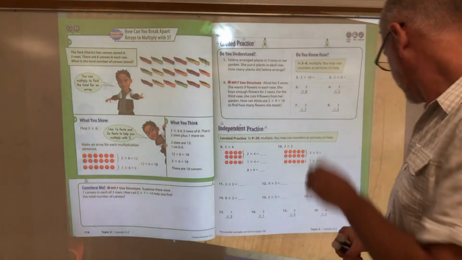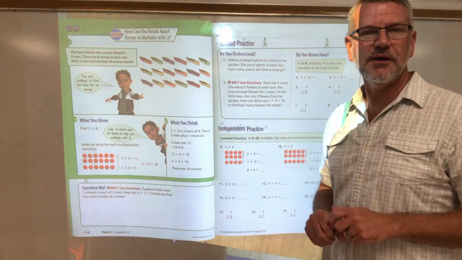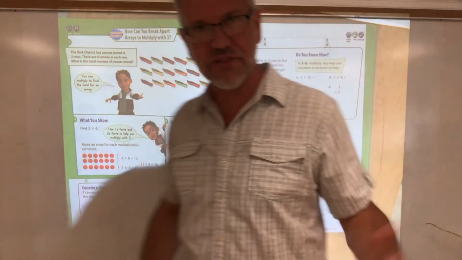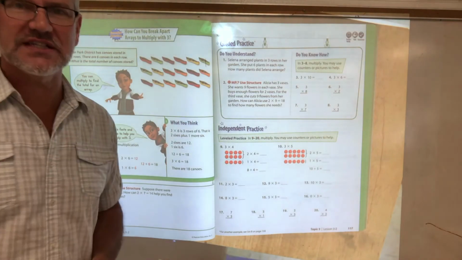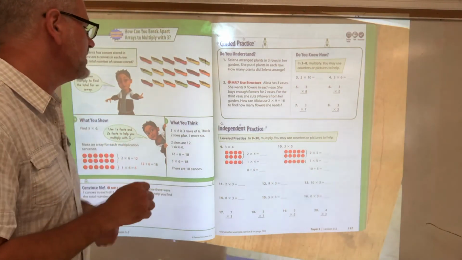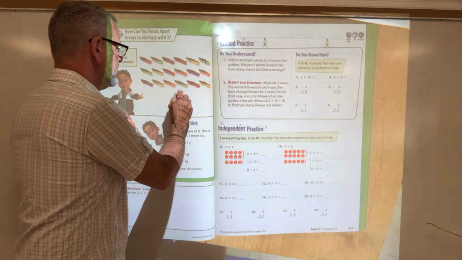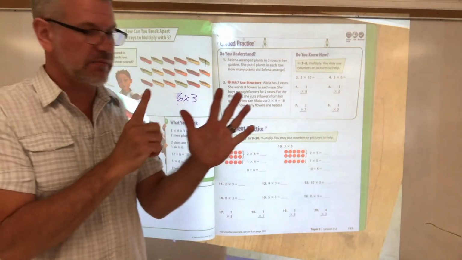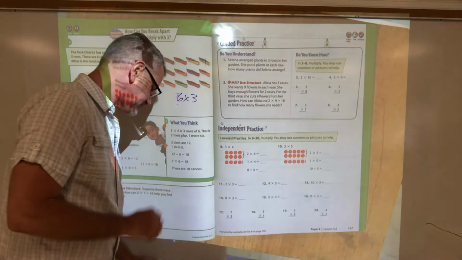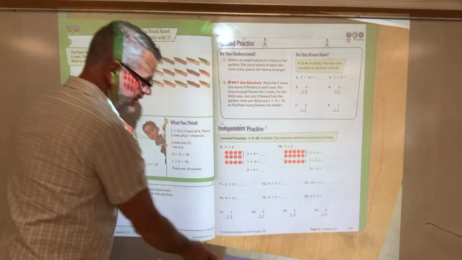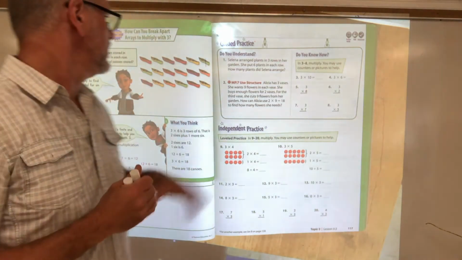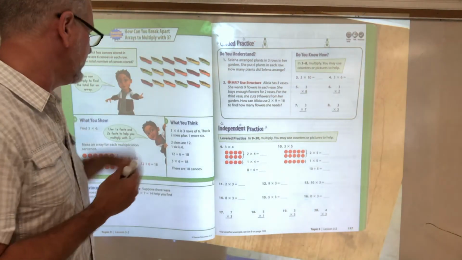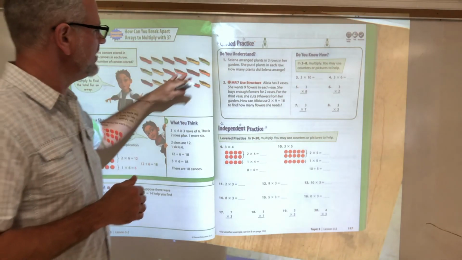Okay, so here we are in our book on page 116, using arrays to help you solve some of these harder problems. Now, 3 is not really a hard factor. A lot of you can count by 3's, and you use the same idea. For 6 times 3, you can hold up 6 fingers and count by 3's, and maybe you're able to do that. But this idea of the distributive property and breaking apart larger arrays into smaller numbers will be really helpful as we get into higher factors.